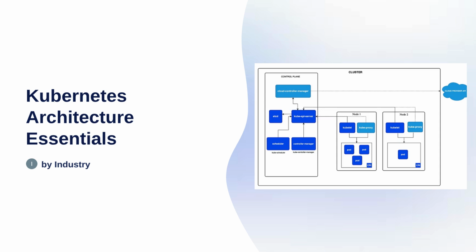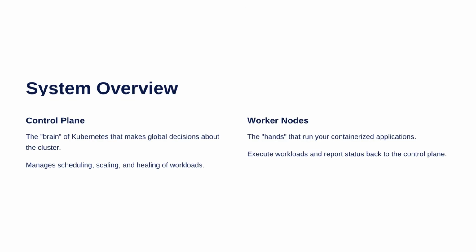Now that we know why Kubernetes exists, let's understand how it works under the hood. Welcome to Kubernetes Architecture. At a high level, Kubernetes is a system made up of a control plane and worker nodes. Think of the control plane as the brain, and the worker nodes as the hands doing the actual work.